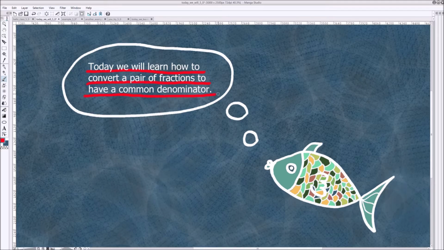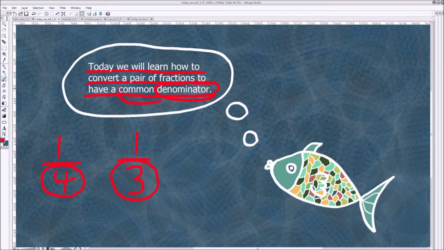And if you remember from previous lessons, the denominator is the bottom number of a fraction. So if we have 1/4, the denominator would be 4. If we had 1/3, the denominator would be 3. And remember, the numerator is the top number. So the numerator for both of these fractions would be 1.